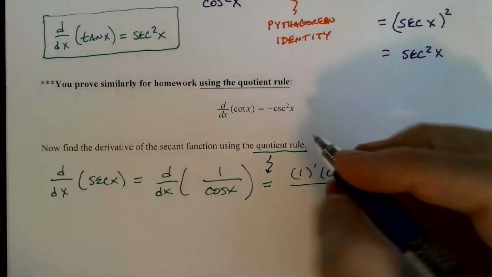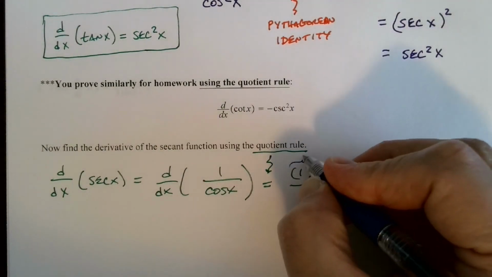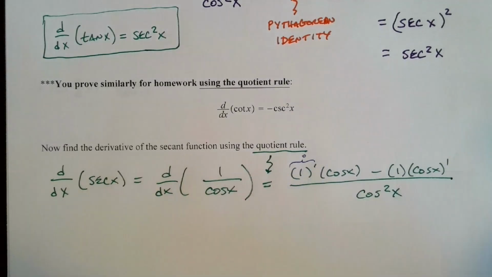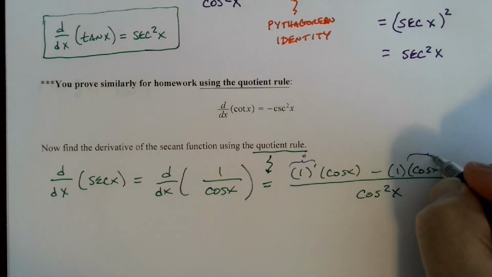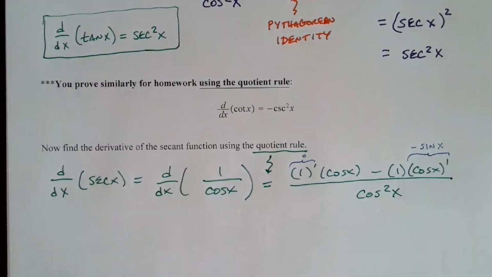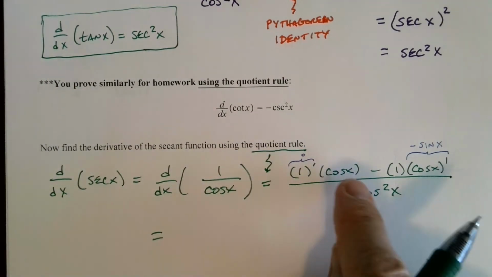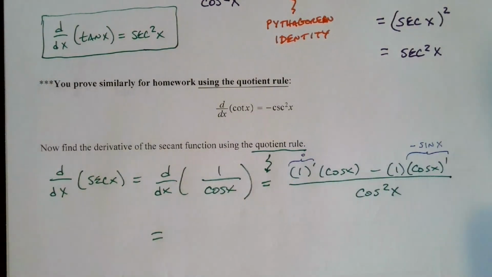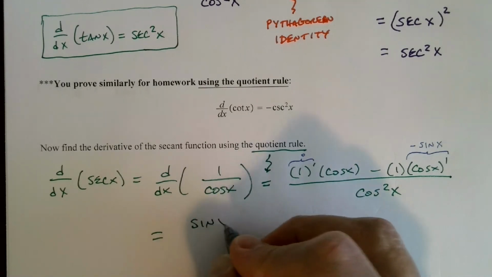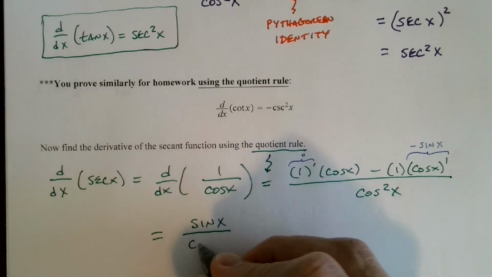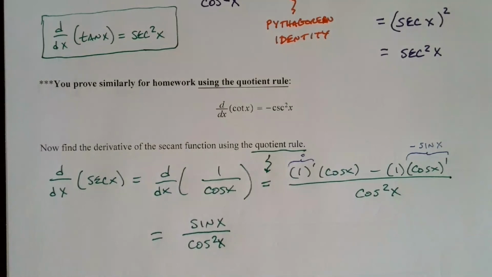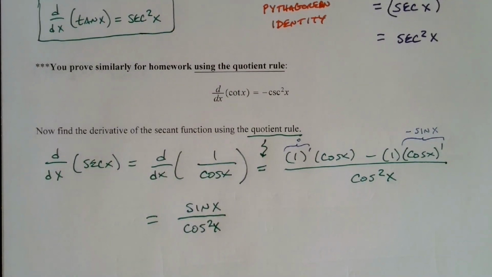Now, what's the derivative of 1, a constant? That's 0. So this whole thing is wiped out. 0 times cosine x is 0. The derivative of cosine of x, that's one you're going to prove, is negative sine of x. And so what do we get out of this? We get 0 minus a negative, or 0 plus sine of x. So I get sine of x divided by cosine squared x. Now there is indeed the derivative of the secant function. However, it's typically not written in that way. How is it typically written?